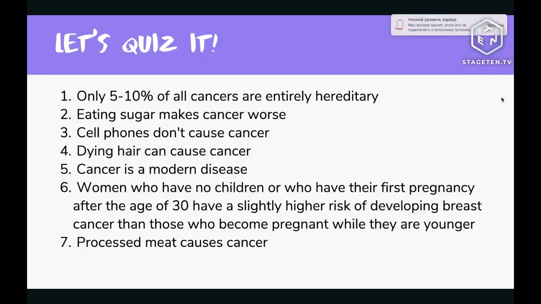And this statement was true. Most cancers develop through a combination of hereditary and environmental factors, including smoking, alcohol, obesity, and diet. Statement number 2: eating sugar makes cancer worse. What do you think? Is it true or false?